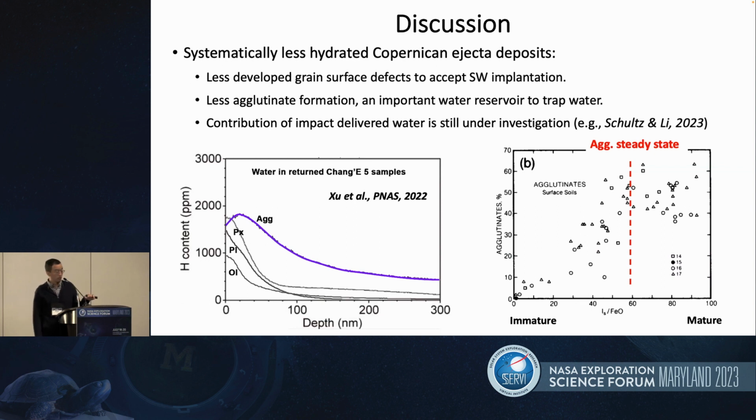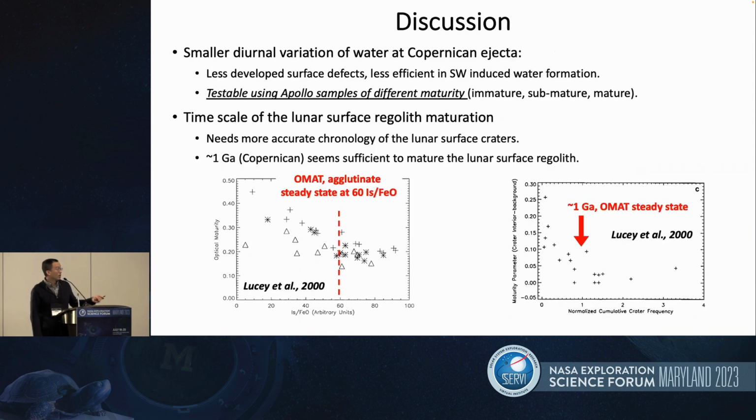There are also additional processes we are still investigating, for example the contribution from impact-delivered water. And our interpretation for the smaller diurnal variation of younger crater ejecta deposits, or some of the Copernican ones, is that this can be attributed to less developed surface defects. So it is less efficient for those materials to receive solar wind implantation.